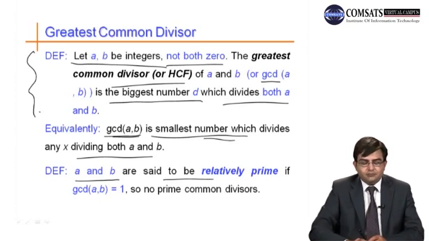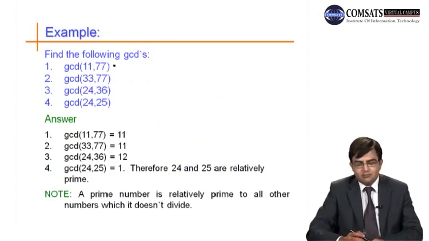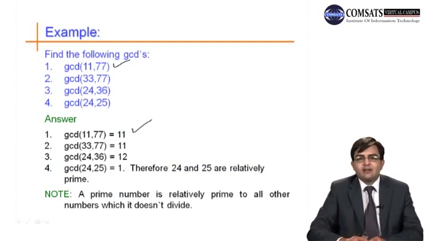For example, what is the GCD of 11 and 77? So the greatest number, the highest common factor between 11 and 77, is 11.